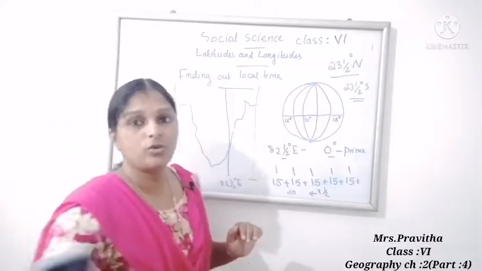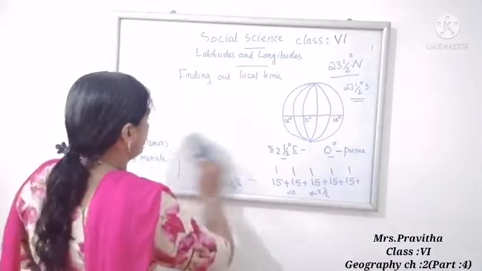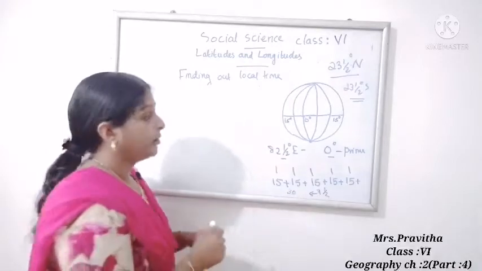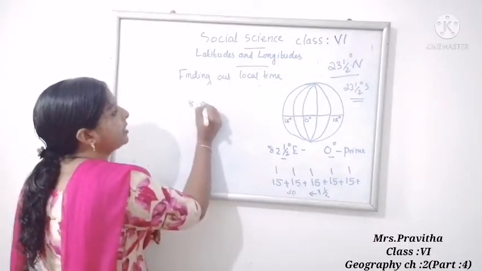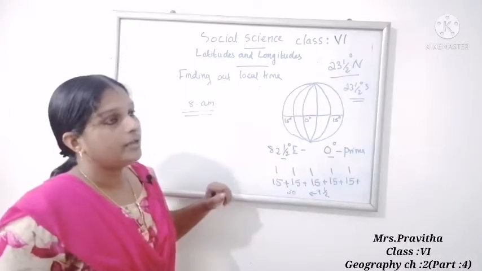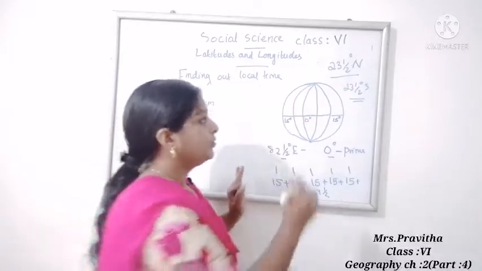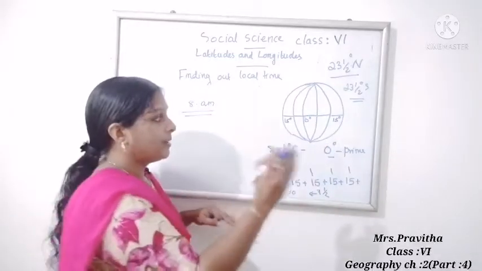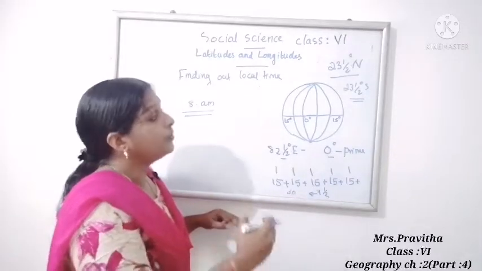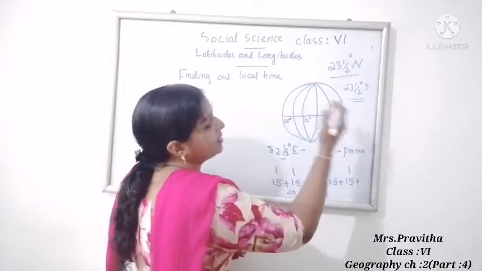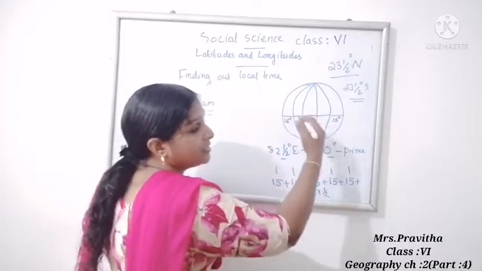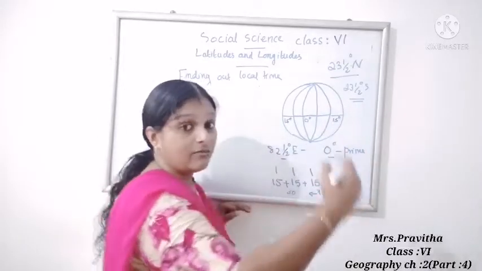Now I am going to ask one question. In London the time is 8 a.m. So what about the time in India? We are located in the east. From the prime meridian, 0 degree longitude, when we move in the eastern direction, time will increase. For eastern countries, time will increase.